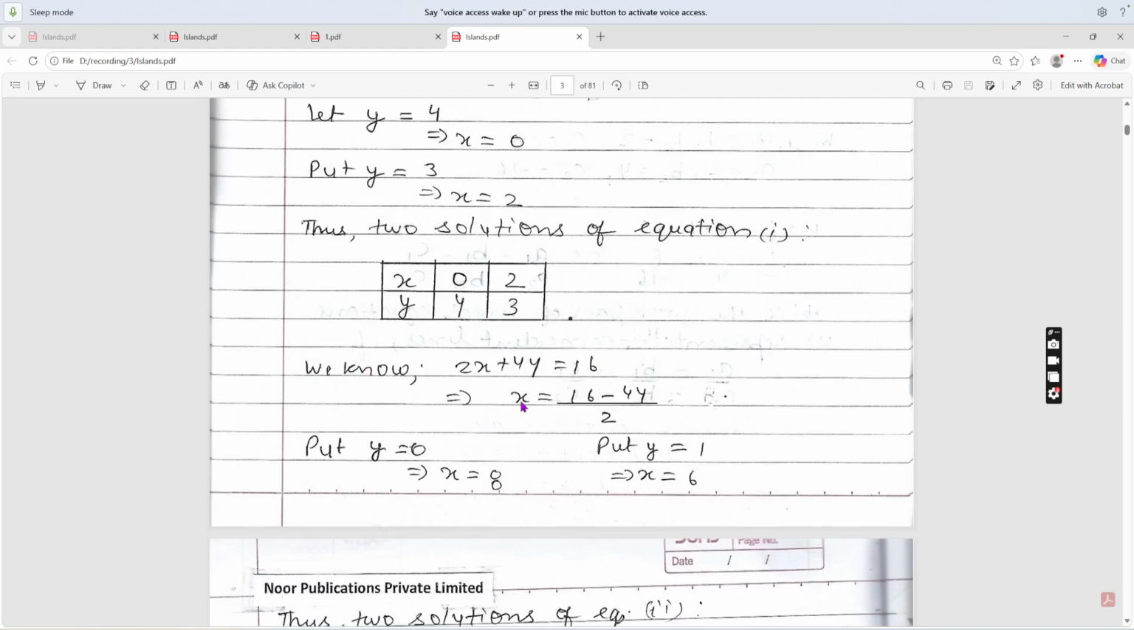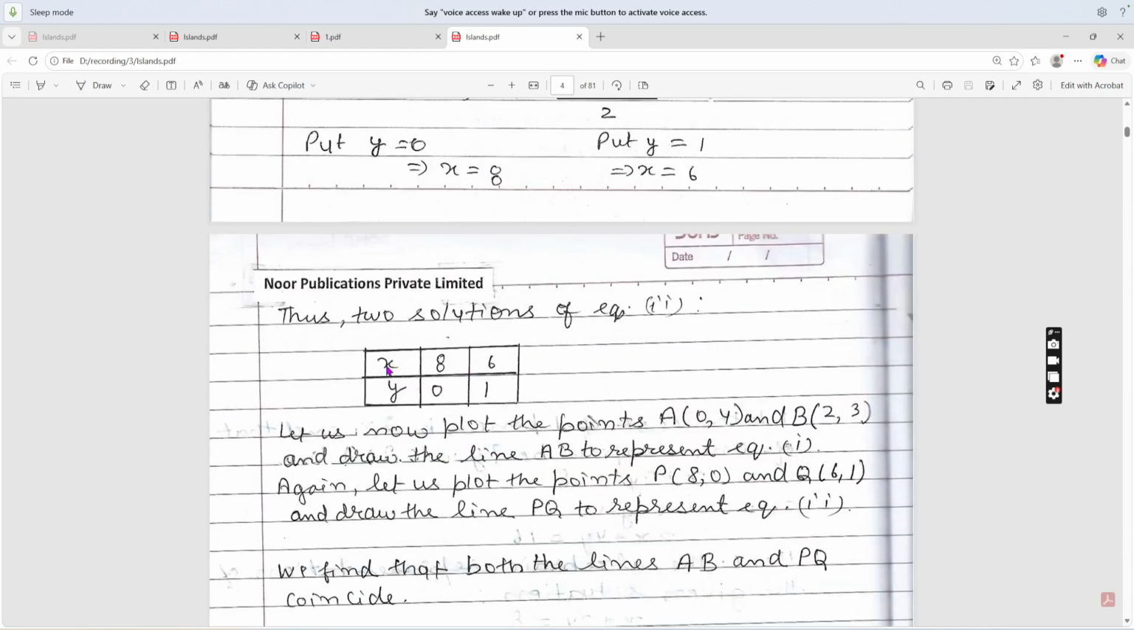2x plus 4y is equal to 16. Here x can be written as 16 minus 4y upon 2. Very simply, see, 2x is equal to 16 minus 4y, and this 2 is multiplied with x. So when it is shifted from LHS to RHS, it would be in the denominator. So here we are getting 16 minus 4y upon 2. Now we are going to put y is equal to 0. 4 into 0 is 0 and 16 minus 0 is 16, 16 by 2 is 8. So when y is equal to 0, x would be 8.